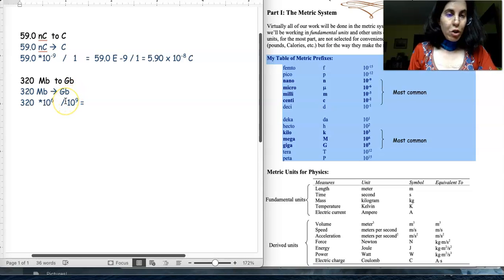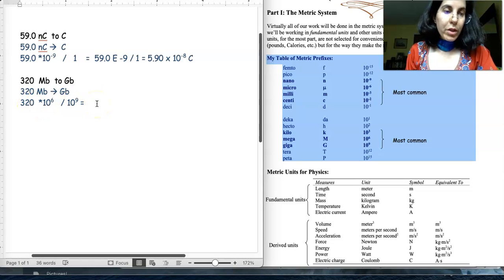Again, you can do this in your head if you don't have a calculator. 6 powers of 10 here. 7, another power of 10. 8, there's another power of 10. 8 in the top, 9 on the bottom. 9 wins by 1. That's going to be 32, 1 power of 10 on the bottom. That's going to be 0.32.